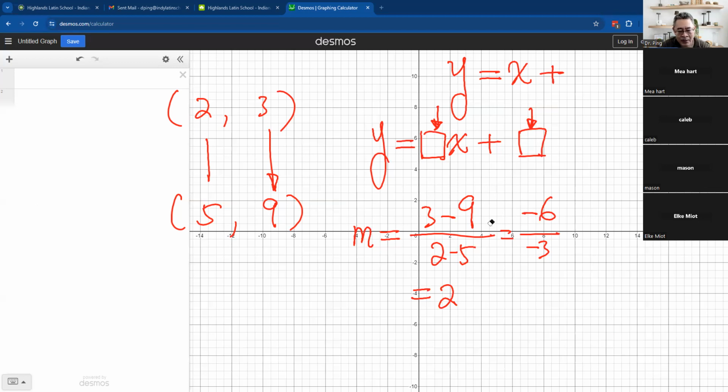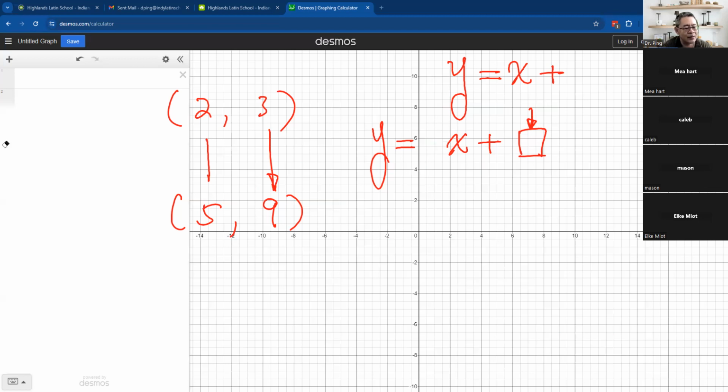Now, that means we can plug in 2 here, but we don't know what number goes here. And that's why we give it a letter. In this slope-intercept form, the letter we give is b. You can use any letter, but by convention, we just use b.